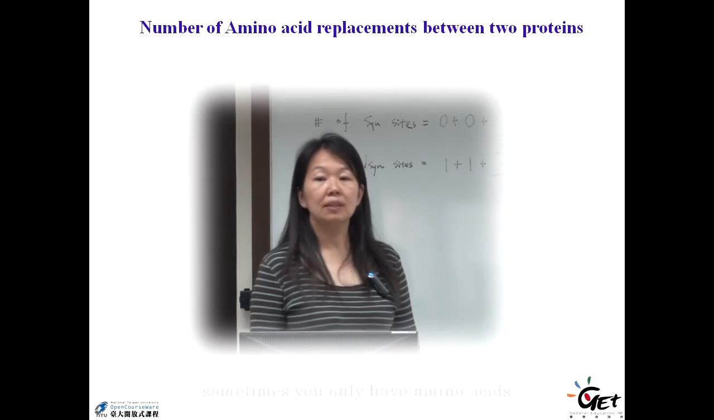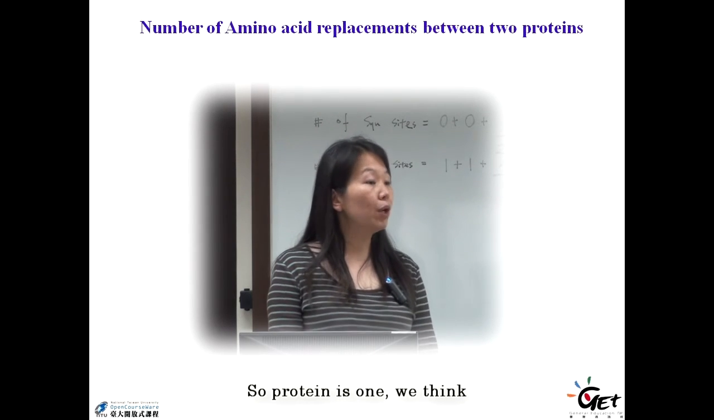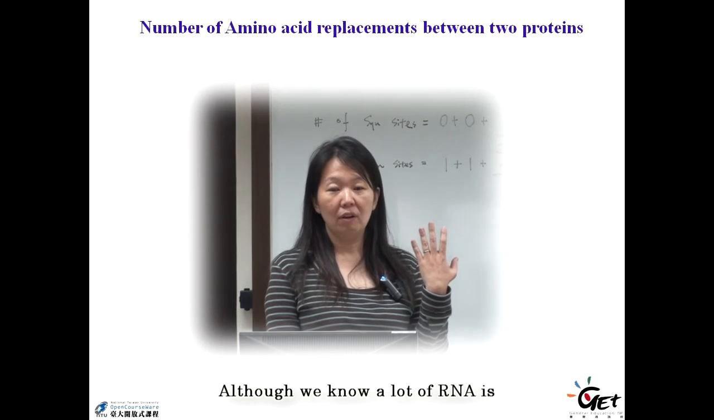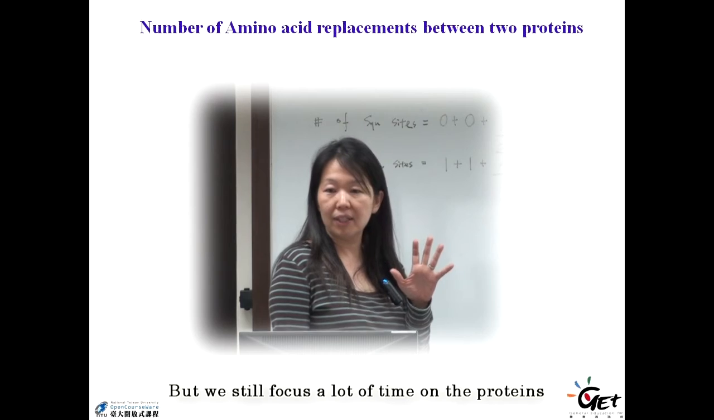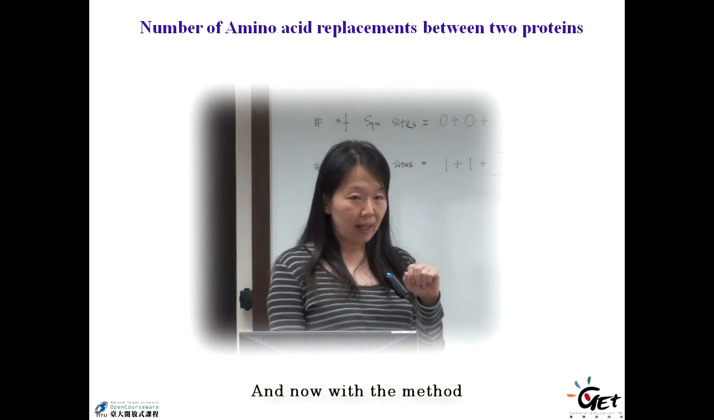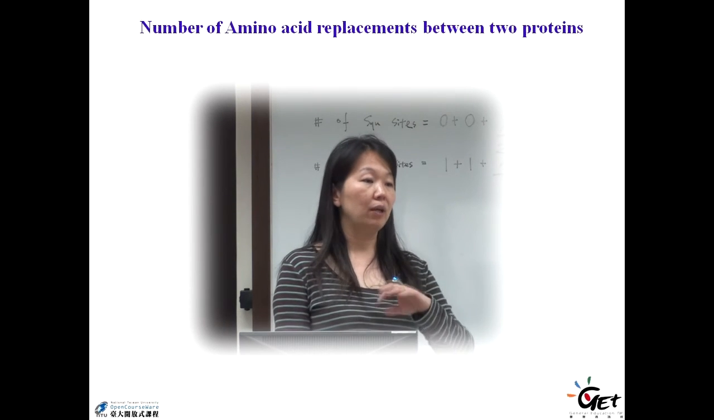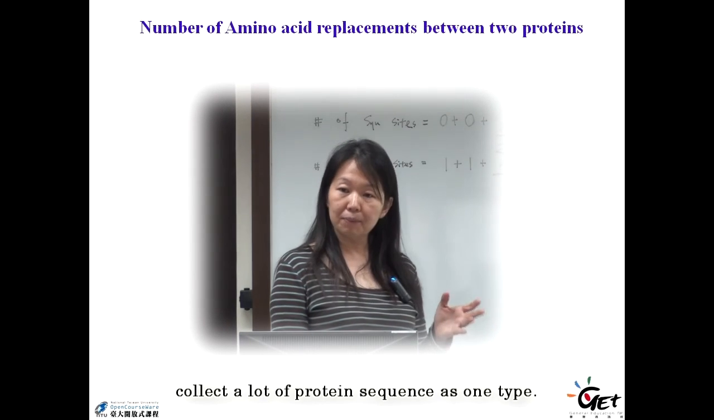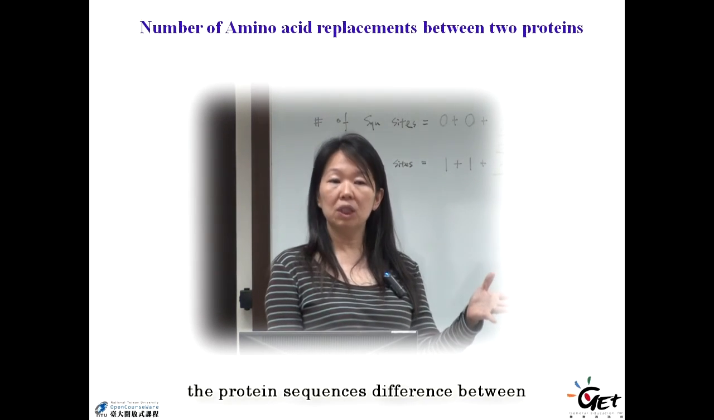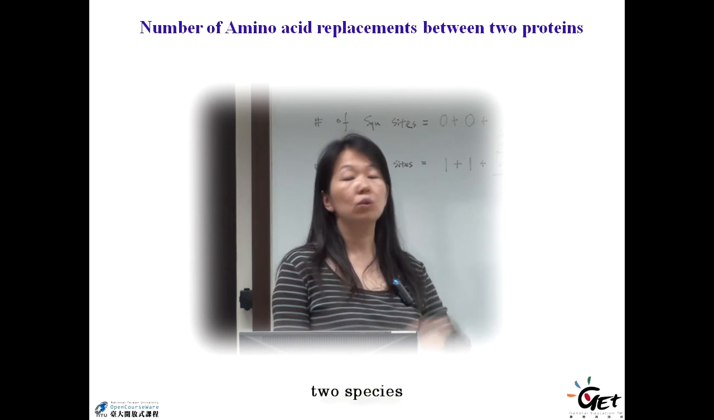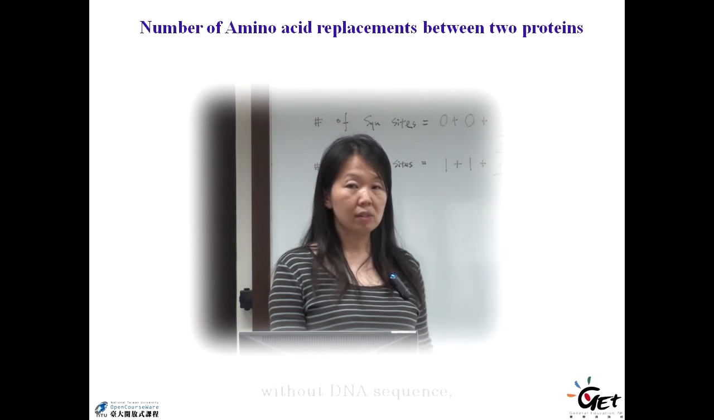With amino acids, sometimes you only have amino acid sequences if you are working on proteomics. Protein is the one we think about, although we know a lot of RNA is very important too, but we still focus a lot of the time on proteins. And now with high throughput methods, you can collect a lot of protein sequences at one time and look at the protein sequence differences between 2 species. Then the question is, without DNA sequence, how could you do that?